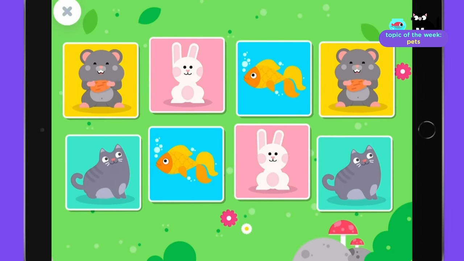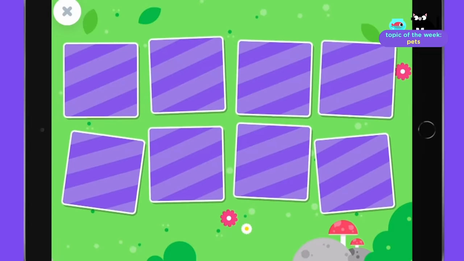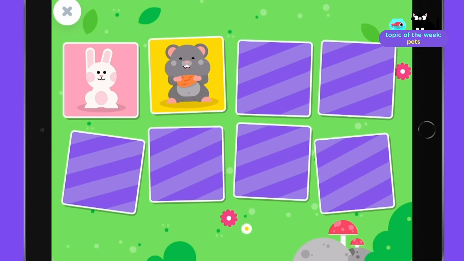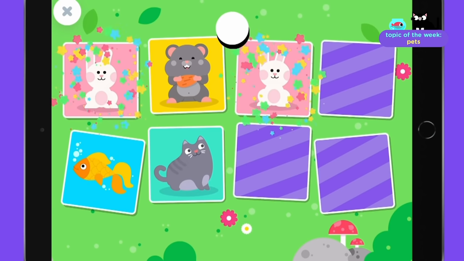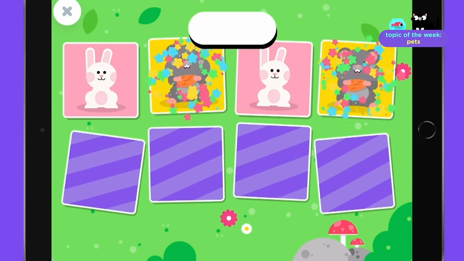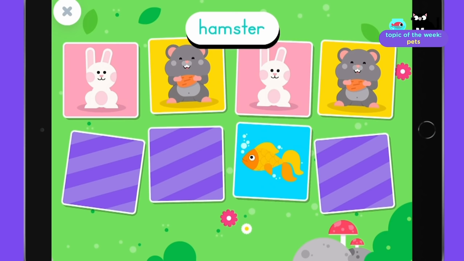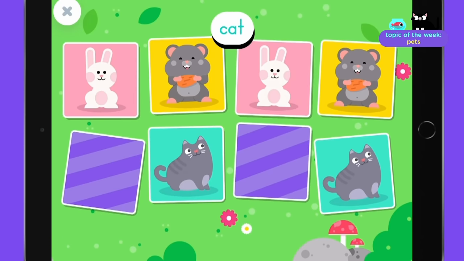Let's play memory cards and learn about pets. Tap a card. Rabbit. Hamster. Fish. Rabbit, hamster, fish, cat, cat, fish.